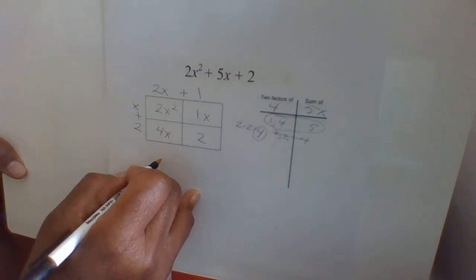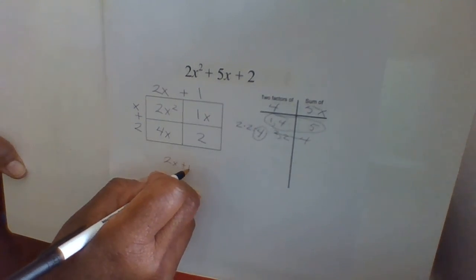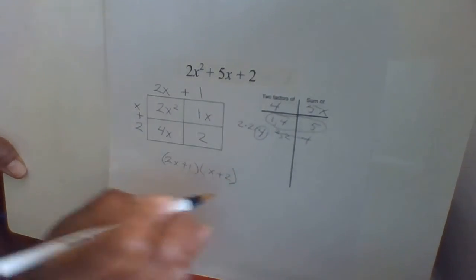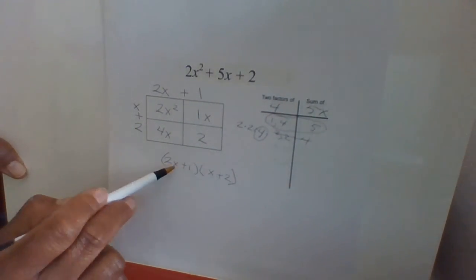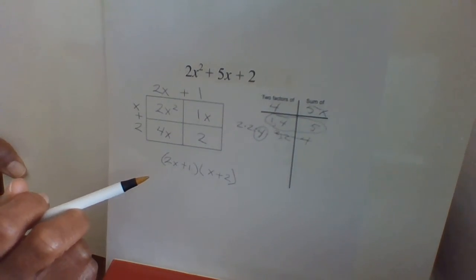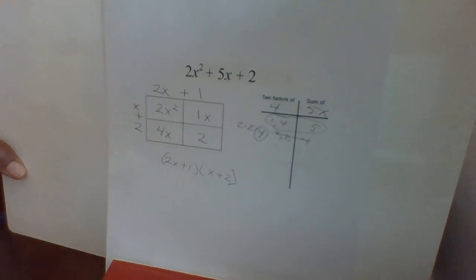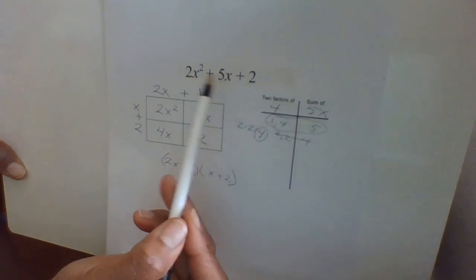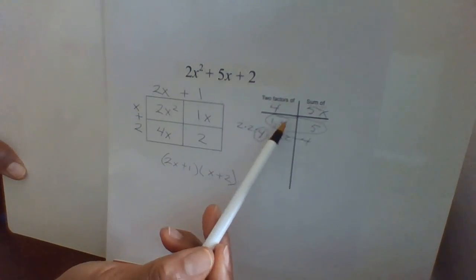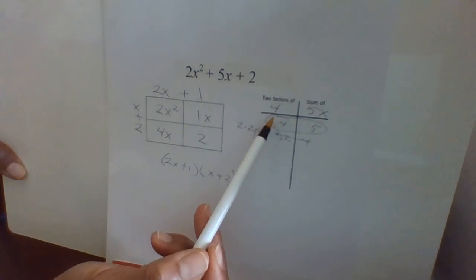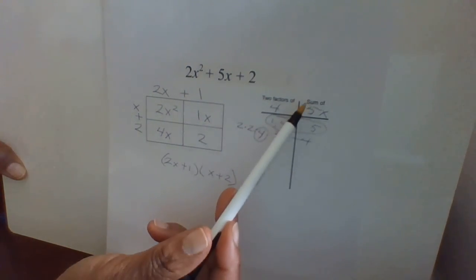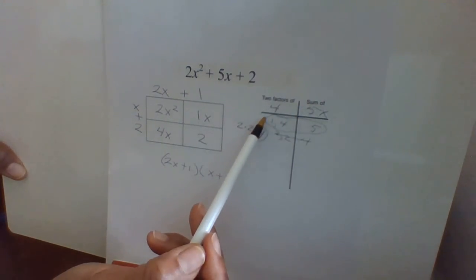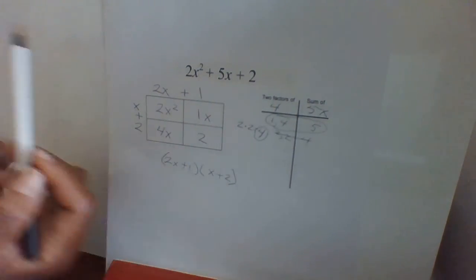So my final answer ends up to be 2x plus 1 times x plus 2. And here again, it does not matter which binomial is written first, but you always need to make sure you check it. Now notice with these problems, my b term and my c term were both plus, and that's why my factors had to be both positive, because I needed a positive sum. And a positive plus a positive is a positive, and a positive times a positive is a positive.